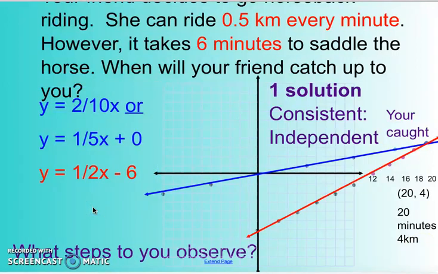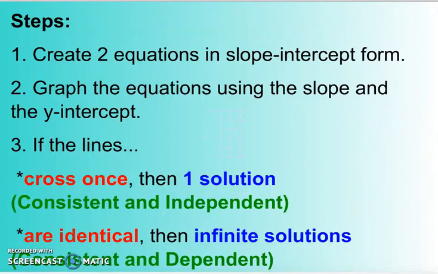Now we call this a consistent system of equations. It has one solution, and those lines are independent of each other. They don't share an infinite number of points or anything. They only share one point.